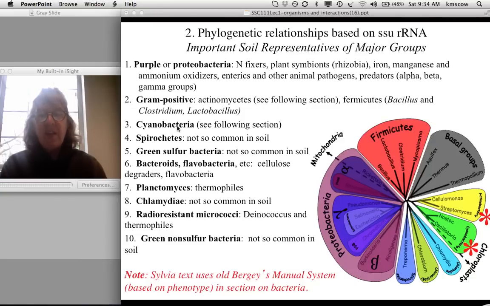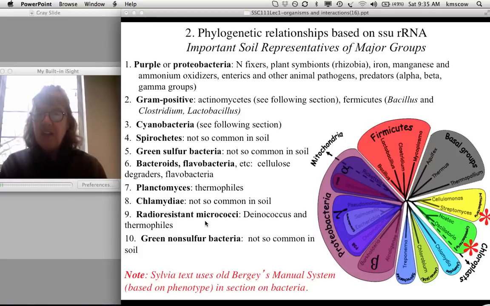And then we have cyanobacteria. We're going to touch base with them in a following slide because they're really important in some soils. And then we have spirochetes and green sulfurs that aren't so common in soil. But we also have bacteroids and flavobacteria, which are some of the organisms in this group that break down complex organic matter like cellulose. And there's planktomyces, which you might find in compost heaps and hot springs and also other places, and then chlamydia.